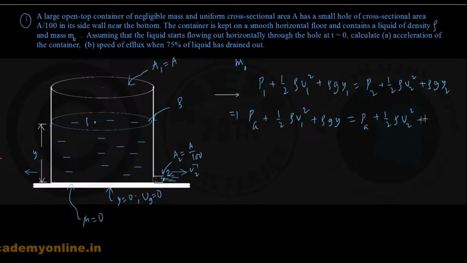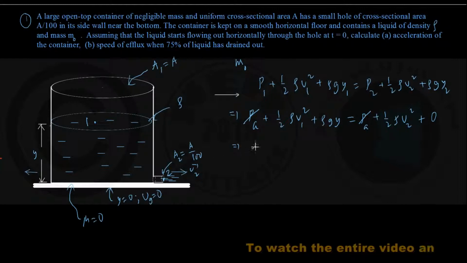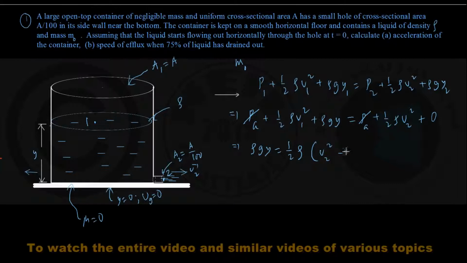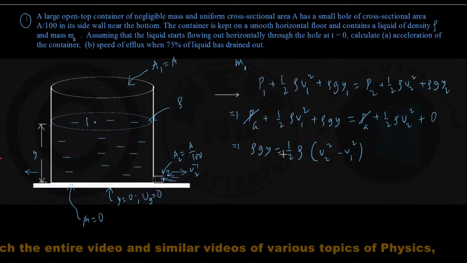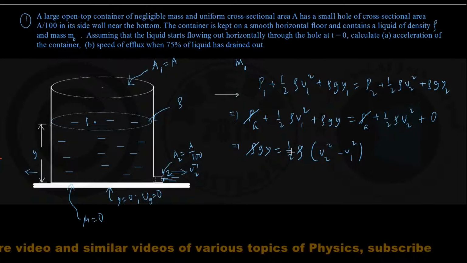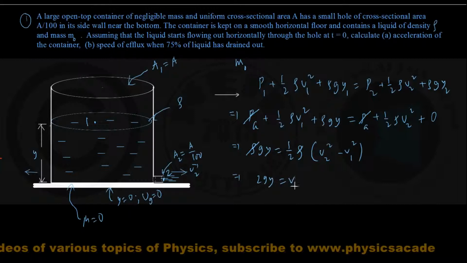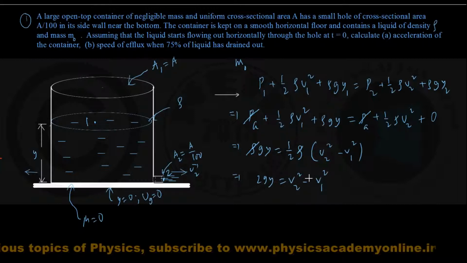Okay. Plus, what about this potential energy term? This whole is taken at the bottom level. Therefore, the value of Y2 is 0, and this term simply vanishes. Also, atmospheric pressure terms cancel out. And you are left with rho into G into Y equal to half into rho inside bracket V2 square minus V1 square. I can get rid of this rho term as well, the density of the liquid, and this gives me 2 into Gy is equal to V2 square minus V1 square.